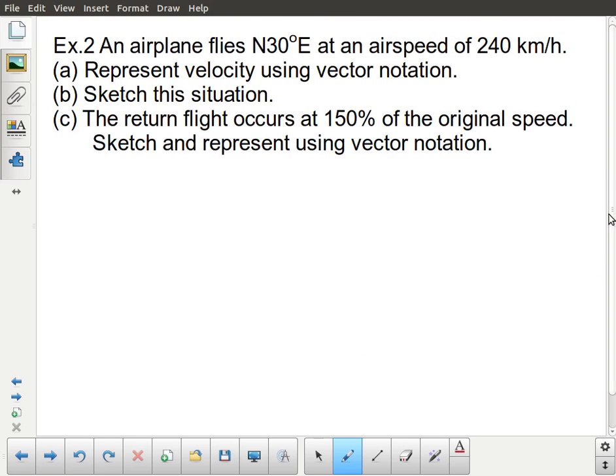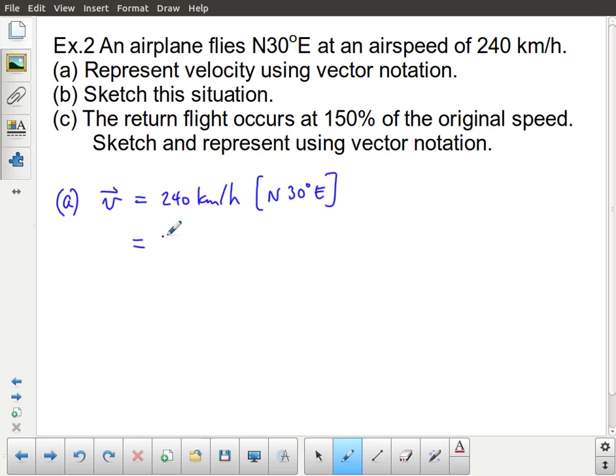Okay, and I think this is our last bit, or certainly our last example here. An airplane flies north 30 degrees east at an airspeed of 240 kilometers per hour. Represent this using vector notation. So what I want to do is, again, same idea. I'm going to say the velocity of this plane, that's vector notation, is equal to 240 kilometers per hour. So a scalar with the units, and the direction is north 30 degrees east.